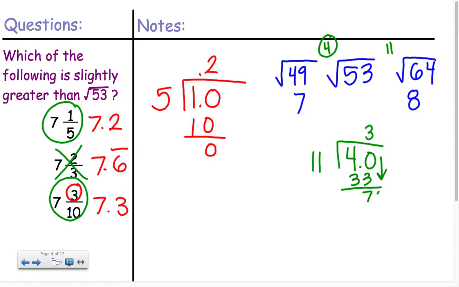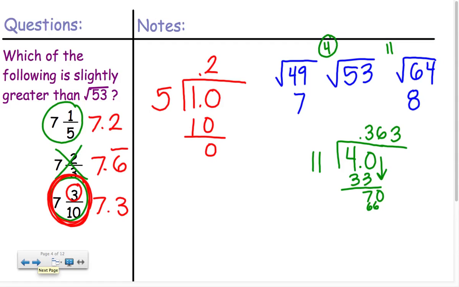Bring down a 0. 11 can go into 76 6 times, so 66, and then that would give me a 4. So then I'd have 40, and 11 could go into 40 3 times. So the answer I think that we should choose for this, if we have 0.363, would be this one, because 7.3 would be closest to 7.363.